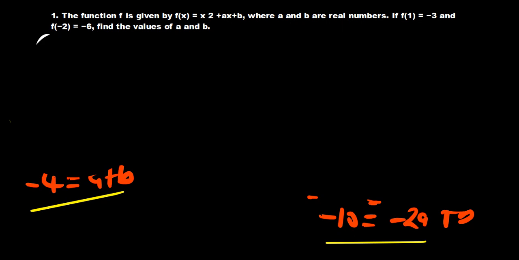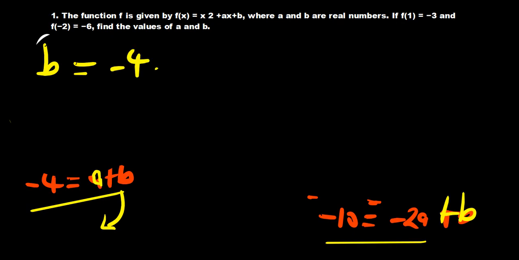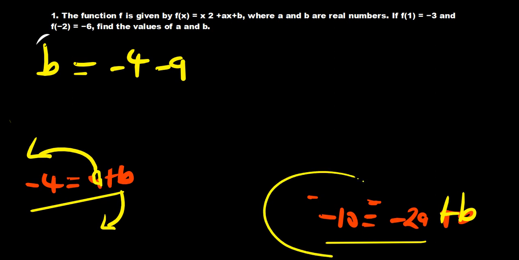Okay, so now what are we going to do? We've got negative 4 is equal to a plus b, and negative 10 is equal to negative 2a plus b on the other side. Let's make b the subject of the formula in this case. So our b will be equal to negative 4 minus a. When you take the a to the other side, it becomes negative. Then we are going to substitute b into the other equation.